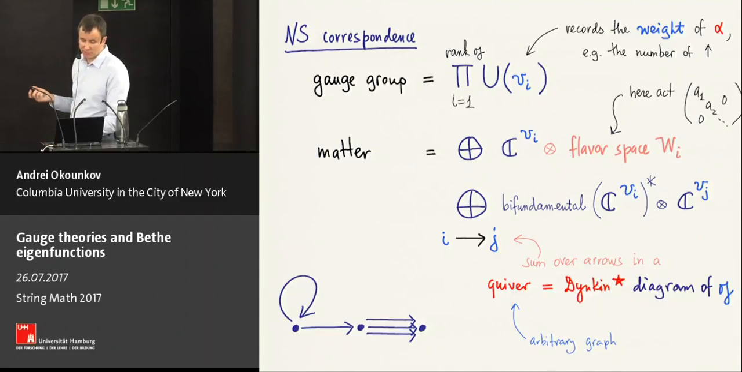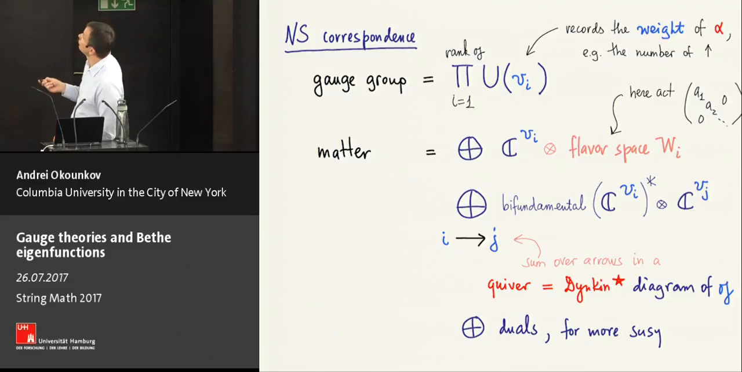So that's where the Lie algebra appears, and then for extra supersymmetry, we have to take the duals of all these spaces.